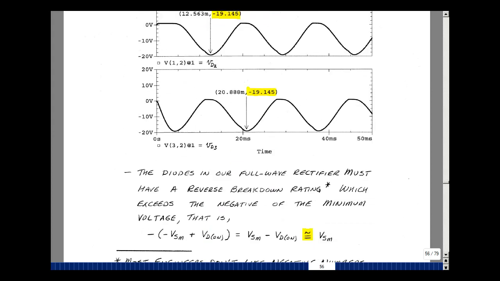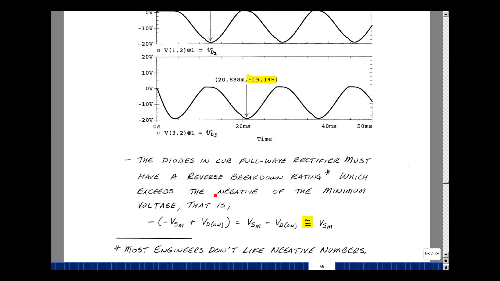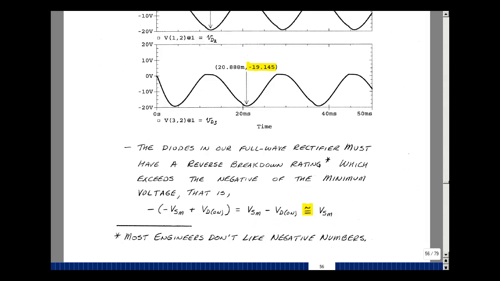When we pick a diode, we have to make sure that the reverse breakdown rating is greater in magnitude than this number. Now, most engineers don't like negative numbers, so you'll see data sheets tend to have only positive numbers. In our particular case here, we're going to take the negative of this result, which would be V sub S maximum minus 1 diode drop. We normally just round it up to the V sub S maximum of the input voltage.